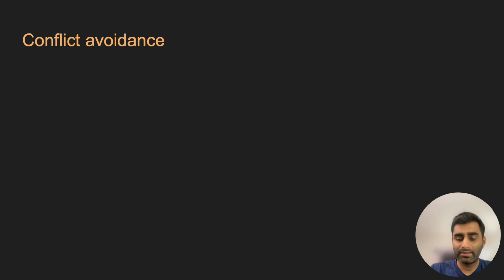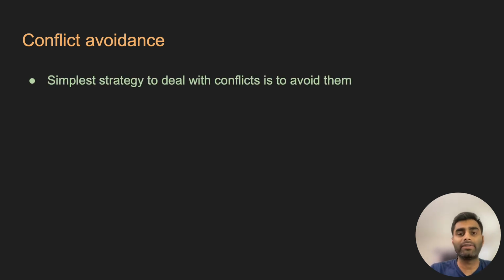So the simplest strategy for dealing with conflicts is to avoid them. I know it sounds strange, but this is the best strategy for dealing with conflicts. If the application can ensure that all the writes for a particular record go through the same leader, then conflicts won't occur. Conflicts only happen if, for the same record, two different writes are made to two different leaders, as we saw in the last image. Then the system has to figure out which write to keep, which to discard, or merge.